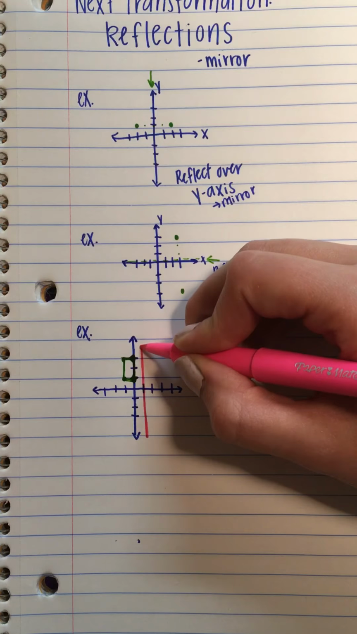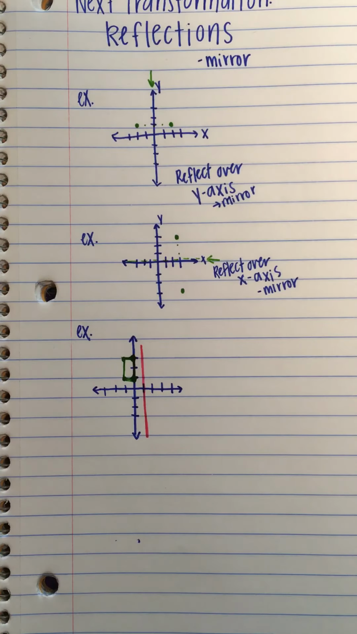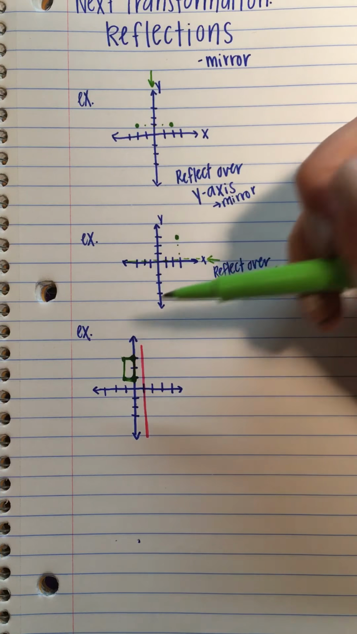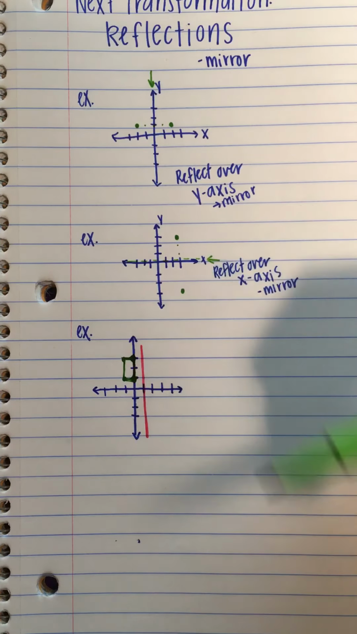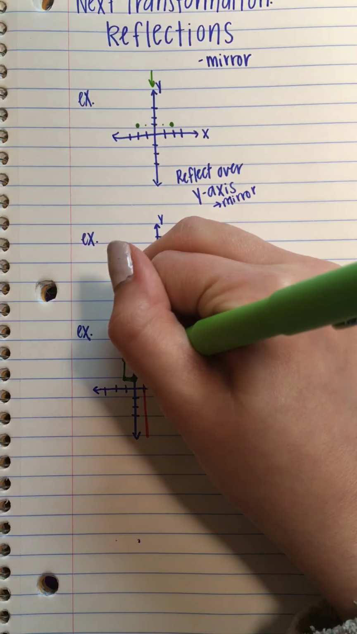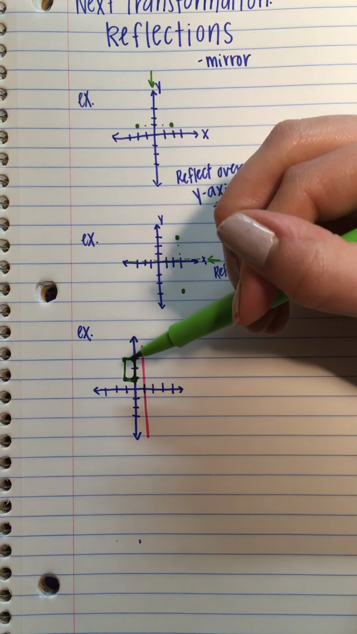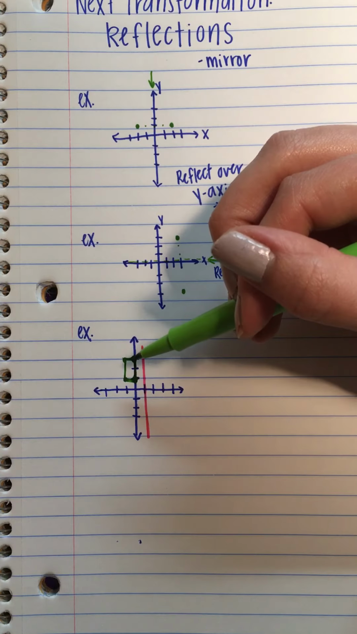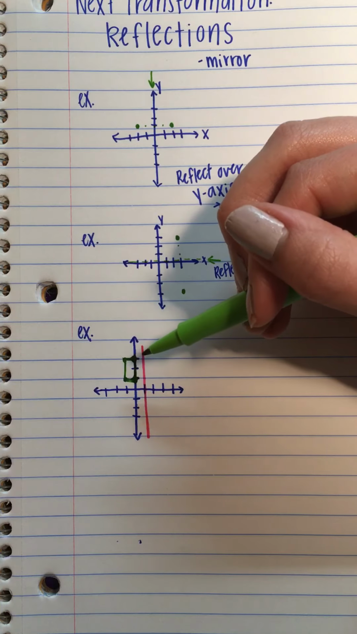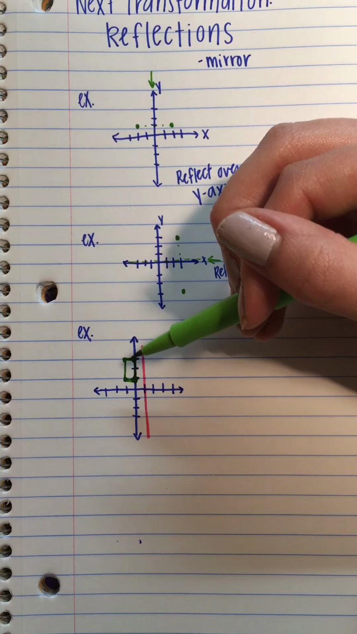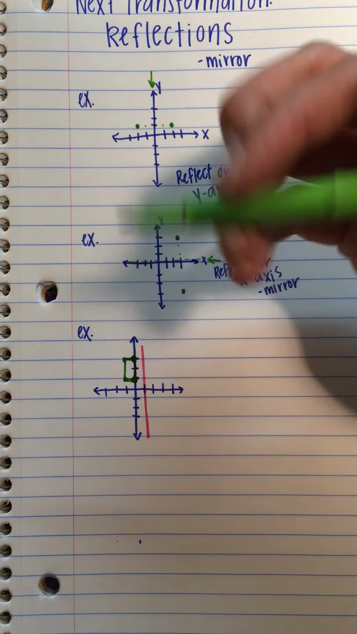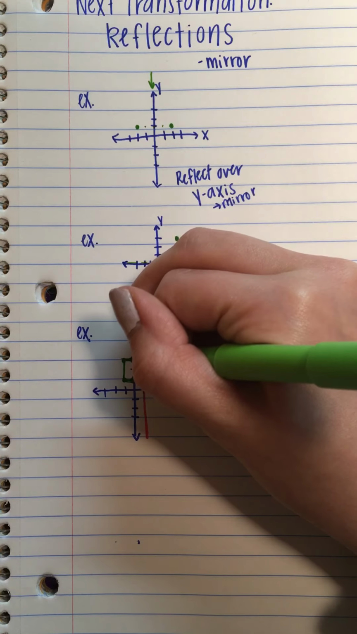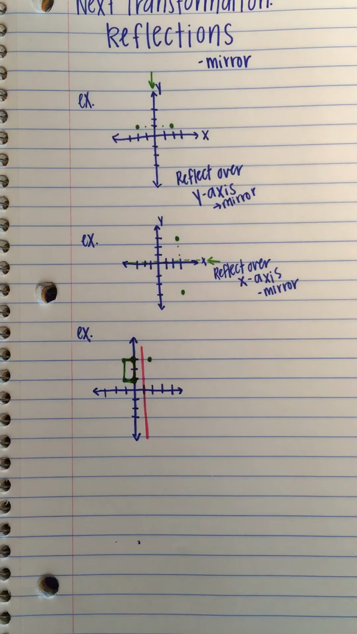And it doesn't matter that this isn't the x-axis or the y-axis. I'm still going to use it as my mirror, okay? So this pink line right here is what I'm using as my mirror. It's what I'm reflecting over. So I'm going to take my first point. I can start with any point here, but I'm going to start with this one just because it's pretty close to what I'm using as my mirror. Okay, I notice that it's 1 spot away. So that means when I reflect it, it should still be 1 spot away.